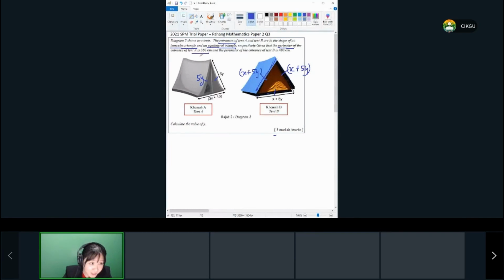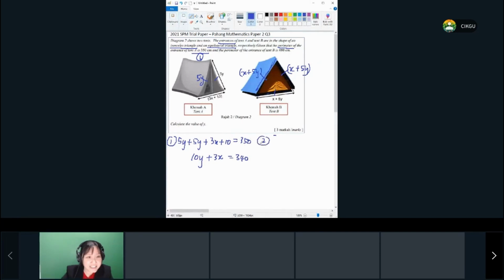All right, first equation comes out already. First equation: 5y plus 5y plus 3x plus 10. All sides add together must equal 350. Done. So simplify the equation. 5y plus 5y is 10y, plus 3x. This one, since it's a number, I throw to the other side. So minus 10 on the 350, you get 340. This is your first equation.